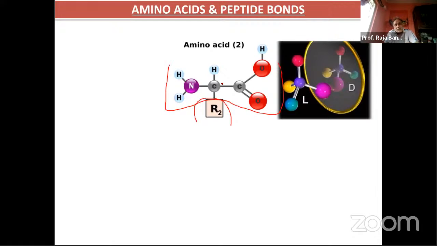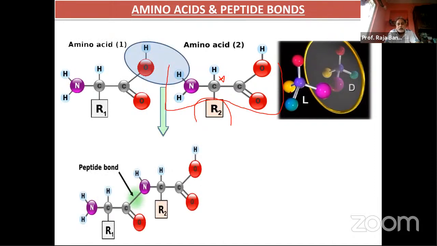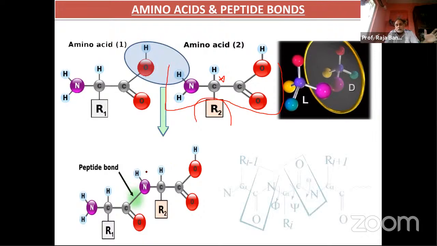And because this is a chiral carbon, there are two types, D and L nomenclature, and in case of D and L, nature has cleverly taken only the L form. And when two amino acids combine, there is an elimination of water, generating a peptide bond. And this peptide bond is actually where our journey will start.